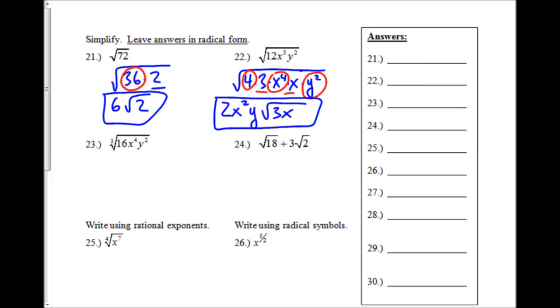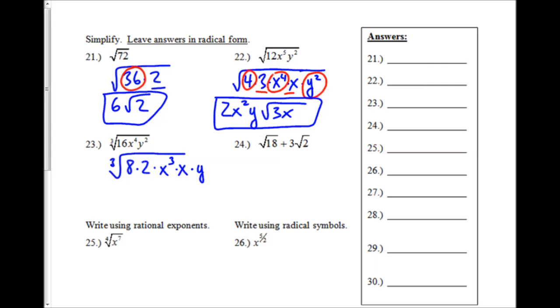If I look at the next one, this one is a cube root. So I do the same thing, except now I'm looking for perfect cubes. So perfect cubes that divide evenly into 16. 8 is a perfect cube, so 8 times 2. Now for a variable to be a perfect cube, the exponent has to be divisible by 3. So I'm going to do this as x to the 3rd times x.